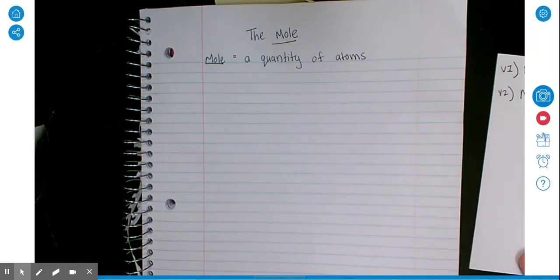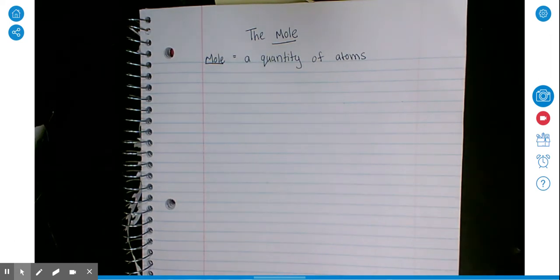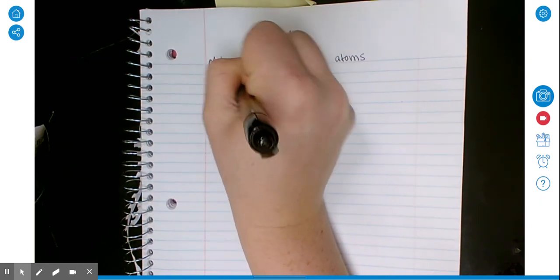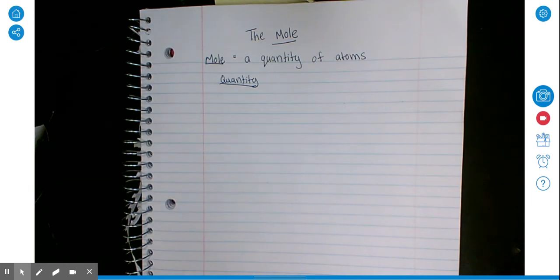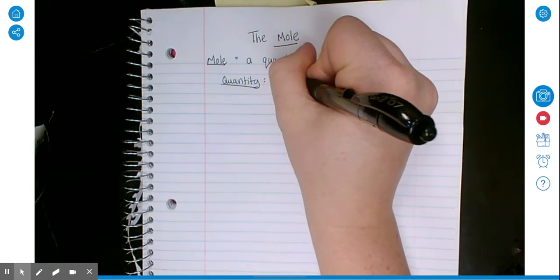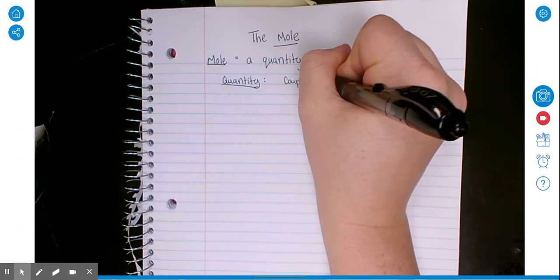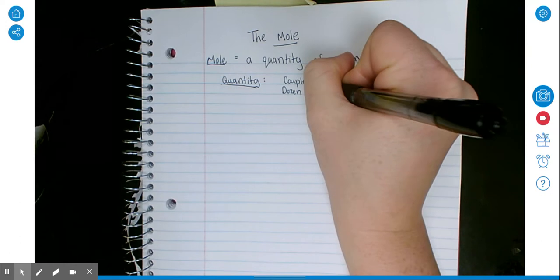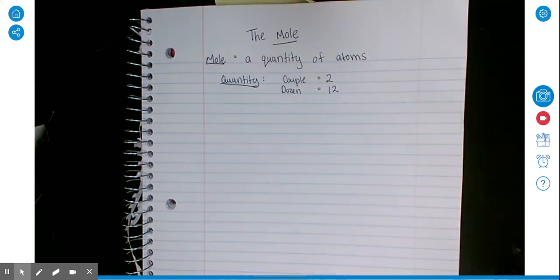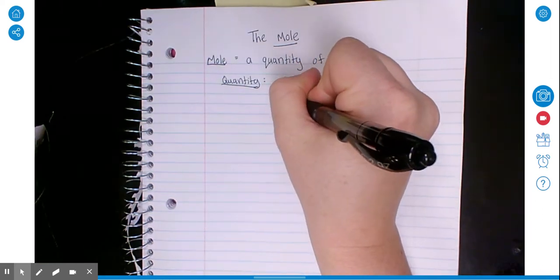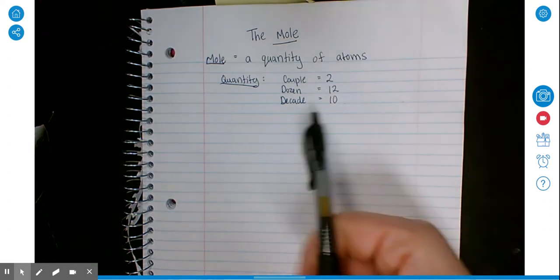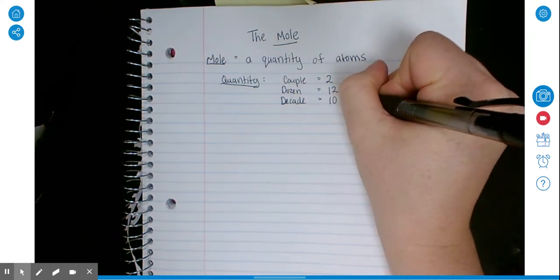Quantity is probably a term you've used before and a term you know, but just to give you some ideas, a quantity is a term that we use to describe a set number. So for example, a couple would represent a quantity of 2. A dozen would represent a quantity of 12. Just like a baker's dozen would represent 13, or a decade might represent a quantity of 10. Usually decade is talking about 10 years.